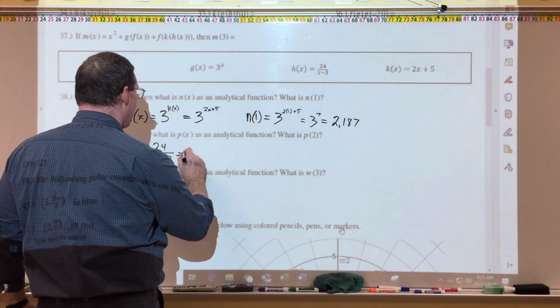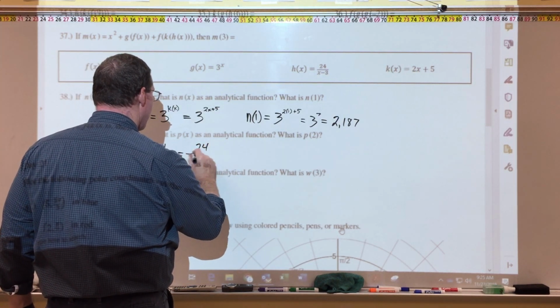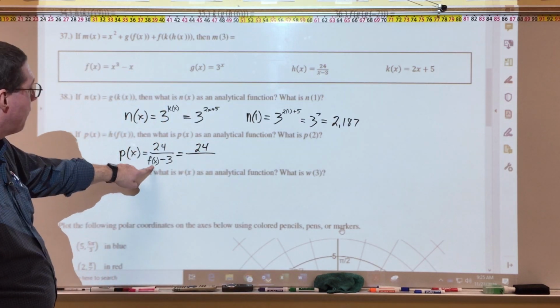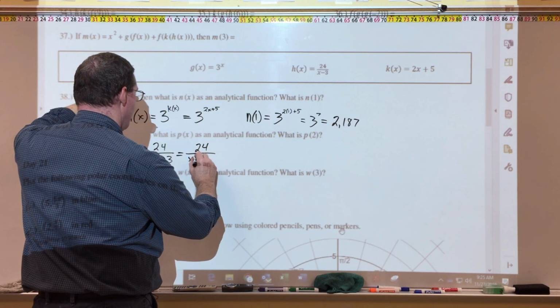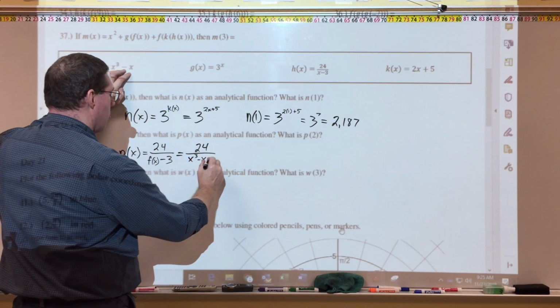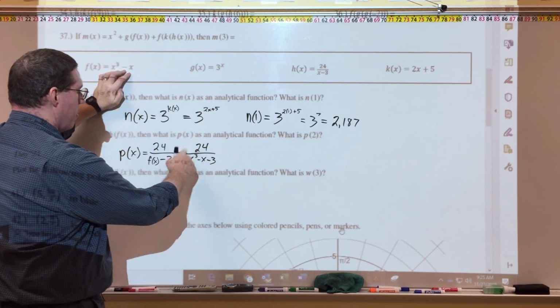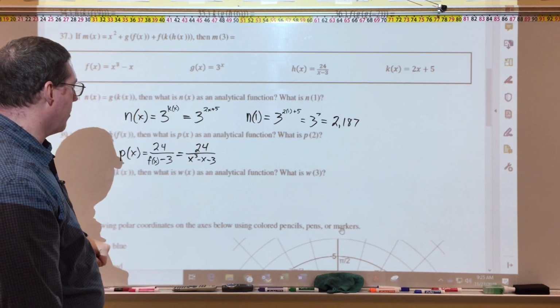Well, now we can rewrite that again, only in place of f of x, we'll put what f of x is, which is x cubed minus x. So we're going to write x cubed minus x and then a minus 3. And this, what you're looking at, is p of x.